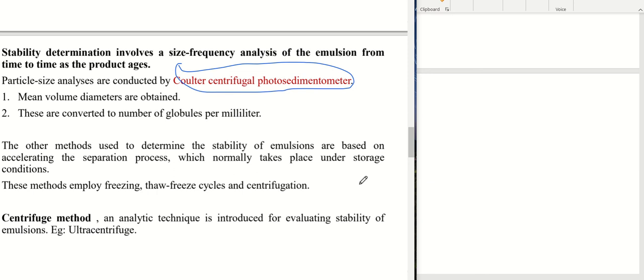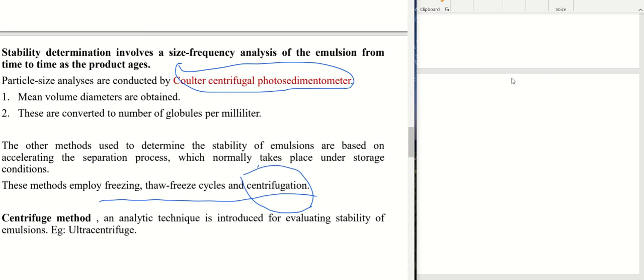There are other methods that are commonly used to determine the stability of an emulsion, which include freezing method, freezing and thawing method, and centrifugation method. Out of all these three methods, it is the centrifugation method that is commonly used. It is an analytical method that is used to determine the stability of emulsion.